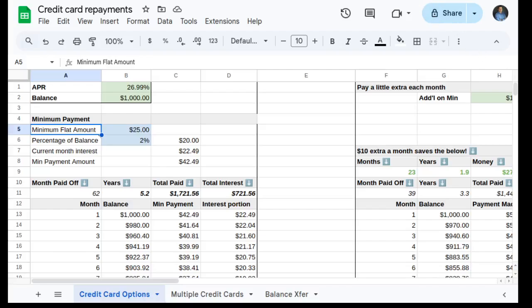So the holidays are over and you might have gotten a credit card for the first time and started using it. And I want you to understand exactly how credit cards work and how they get you into this false sense of security on spending with them.